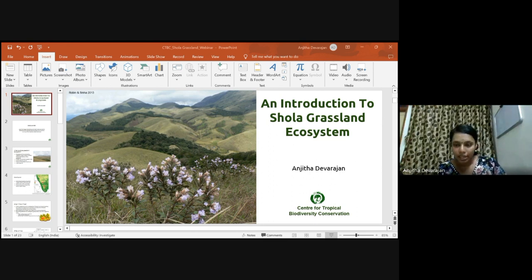From the map, it is clear. You can see the red spots, that is the high altitude region. You can see on the northern side, there is Baba Budan Hills, then Kudremukh, Pushpagiri. Coming south, we have Brahmagiri, Wayanad, and here we have Nilgiri Hills.